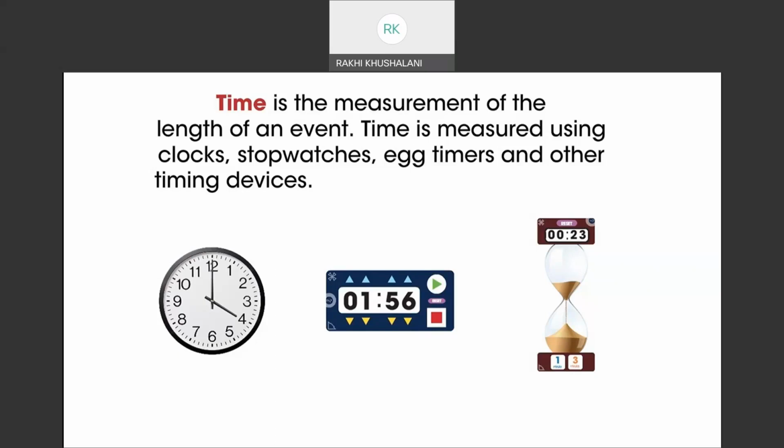My time to sleep is 11 o'clock in the night. I perfectly have to go to bed at 11. I perfectly have to get up at 5:30 in the morning. So these events are decided by me, or the length of the events. Like I sleep for 7 hours. I do my homework for 2 hours. I go out to play for 1 hour. Okay. And all these are measured with the available clocks in the form of analog, digital, stopwatches, egg timers, and other timing devices.